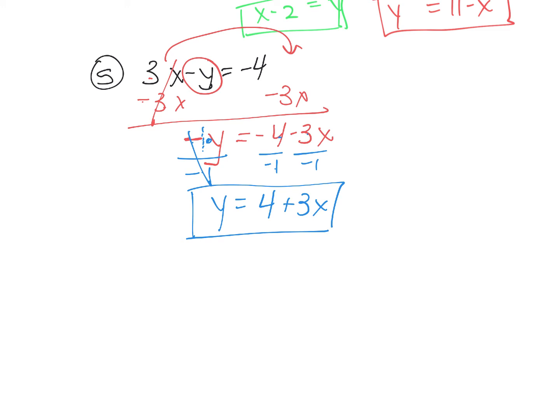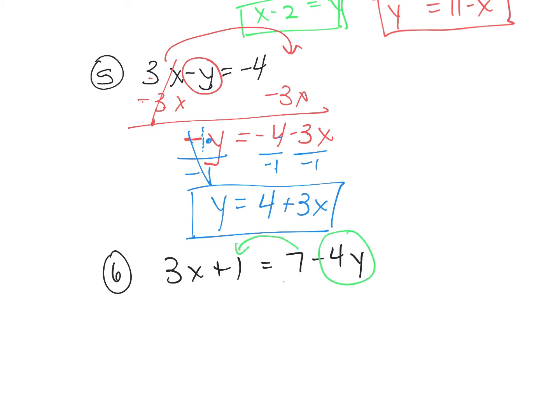Okay, next one. Let's look at example 6. So we have 3x plus 1 equals 7 minus 4y. So we're going to circle our 4y. We're going to bring our 7 across the equal sign. That means I'm going to subtract it. 3x, I matched it up with 1 because that's the same. They're like terms. Cancels out. 7 minus 7, 0. Minus 4y. This is negative 4 times y, so we're going to divide by negative 4, and this is my answer.